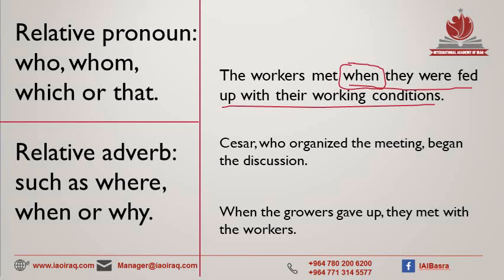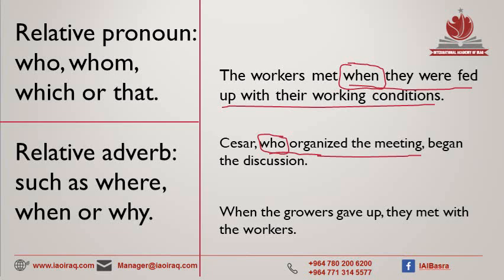Next we have Caesar, who organized the meeting, began the discussion. So if you guys are looking, you can already see there is a who there, which is a relative pronoun. So now we look for the punctuation, and we can see it ends there. So that is the dependent clause. Who organized the meeting is not a sentence. But Caesar began the discussion is an independent clause.